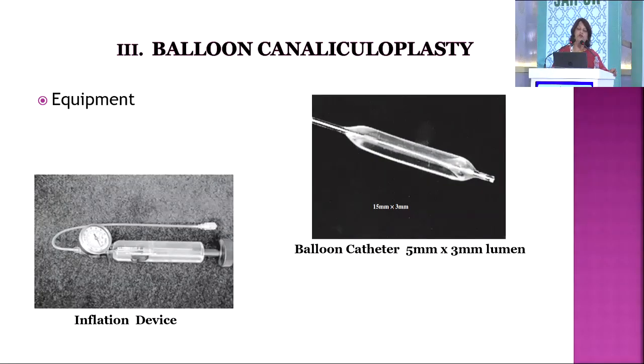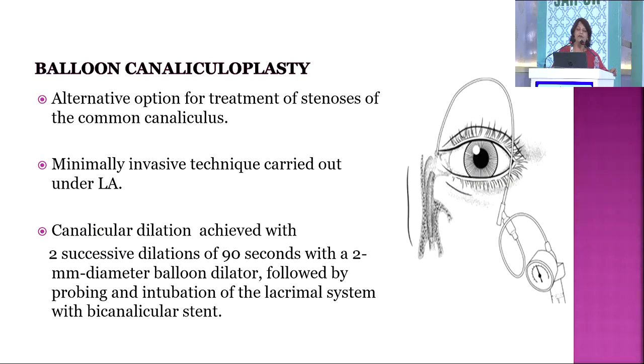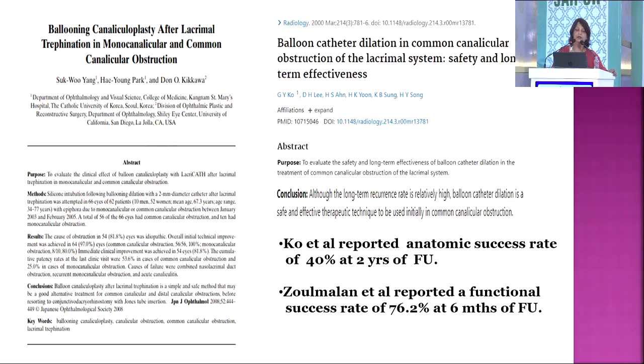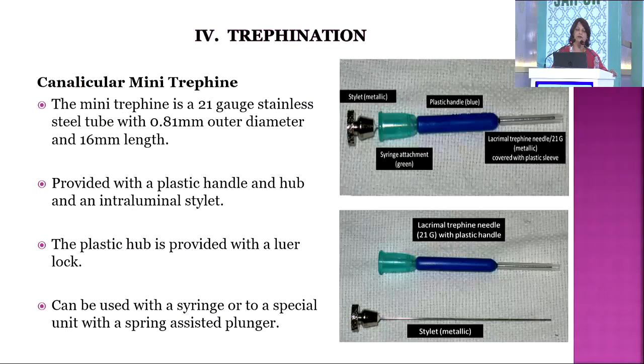Then there was another instrument called the balloon canaliculoplasty. This was an alternative option for treatment of stenosis, mainly of the common canaliculus. It is minimally invasive, could be done under LA, and canalicular dilatation was achieved with 2 successive dilatations of 90 seconds with a 2 millimeter diameter balloon dilator. Various studies showed an anatomic success rate of around 40% and a functional rate of 76%.